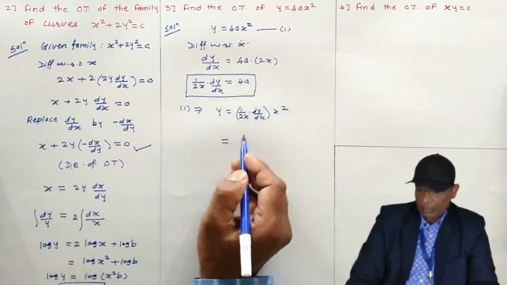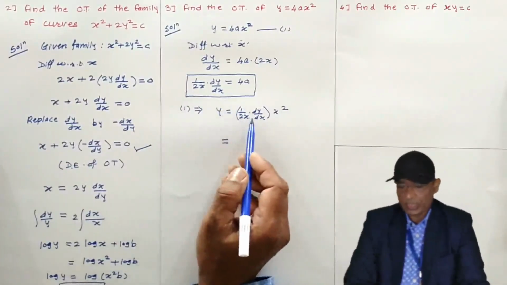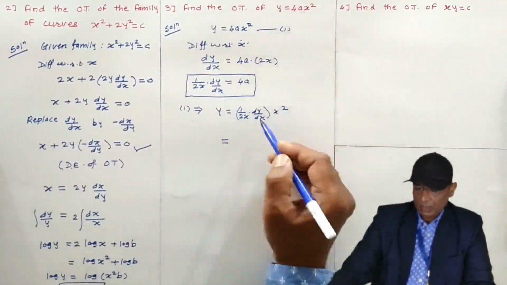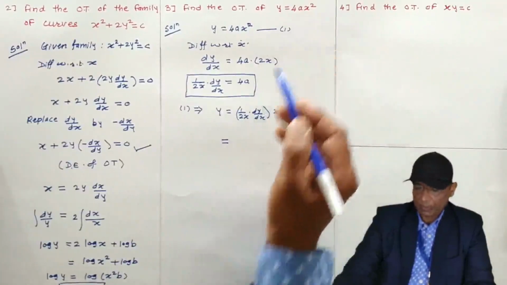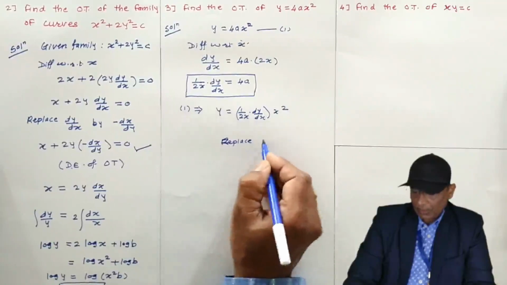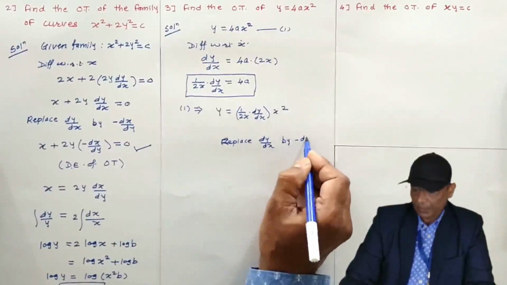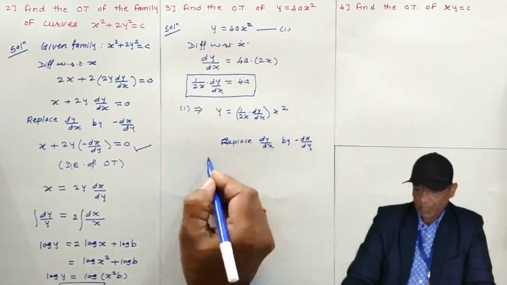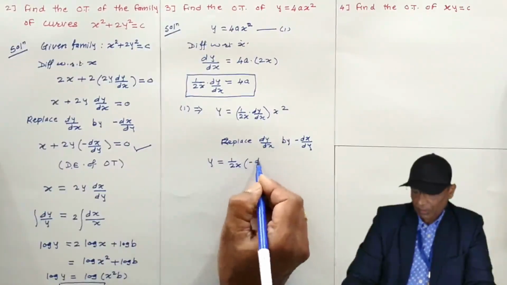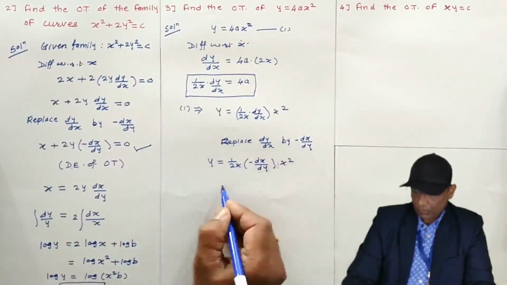Now, after putting this one, this is the differential equation of the given family of curves. Now, what I am going to do? Replace dy by dx by minus dx by dy. Once you replace this by minus dx by dy, you will get the differential equation of the orthogonal trajectory.